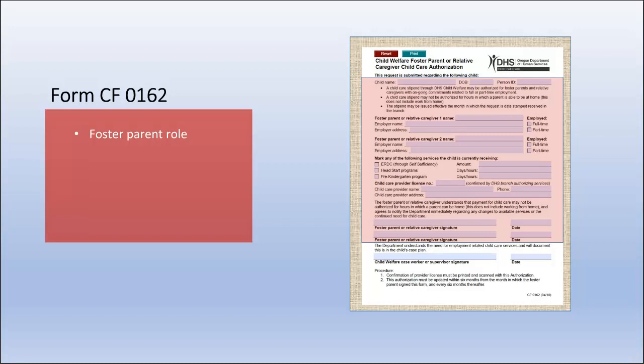However, as Donna has mentioned, and you likely know, child care can be very expensive, and likely the amount they're receiving for ERDC does not cover the full child care amount. So any amount above and beyond that ERDC payment would be qualified for the stipend as long as it meets the other conditions. So in that middle section where it says, mark any of the following services the child is currently receiving, we are trying to capture information about ERDC, if they're attending Head Start or any other pre or kindergarten program. Additionally, we need the child care provider's license number and provider name and address.